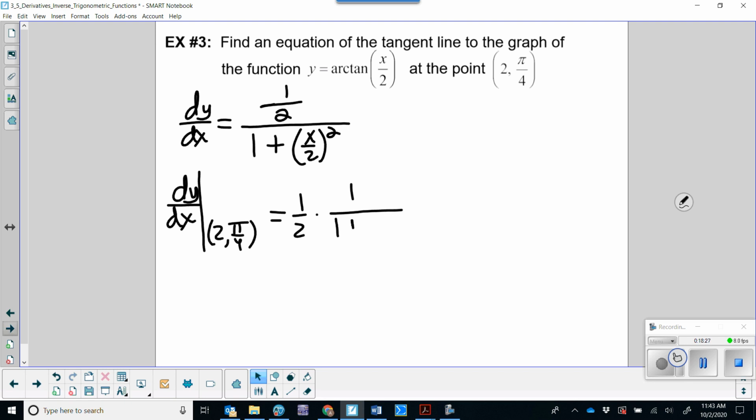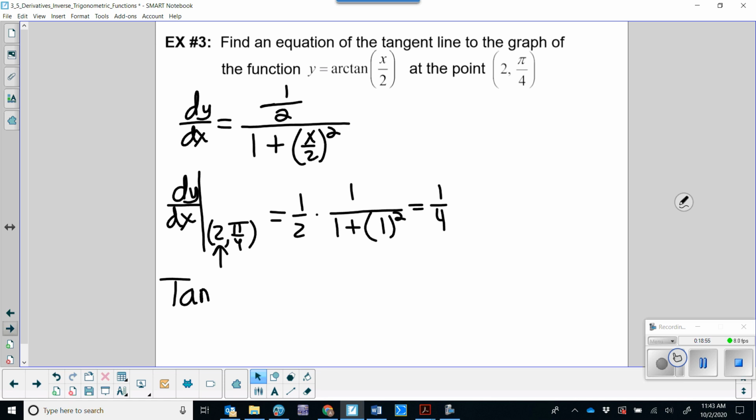But then it's 1 plus, I need to plug in the x value, which is 2. That's 2 over 2, which is 1 squared. So now we kind of see why it would have been a lot of extra work to simplify it. Didn't need it. Might have needed it, didn't. So this is going to be 1/2 times 1/2, which is going to be 1/4. So what I found was my slope.